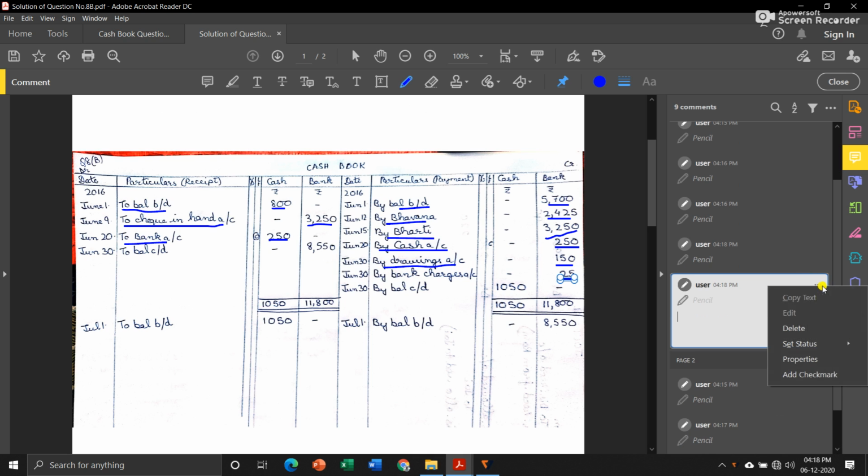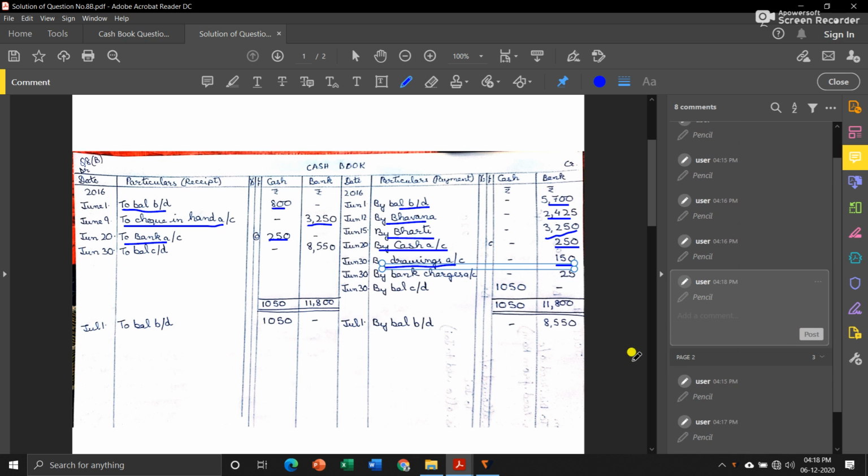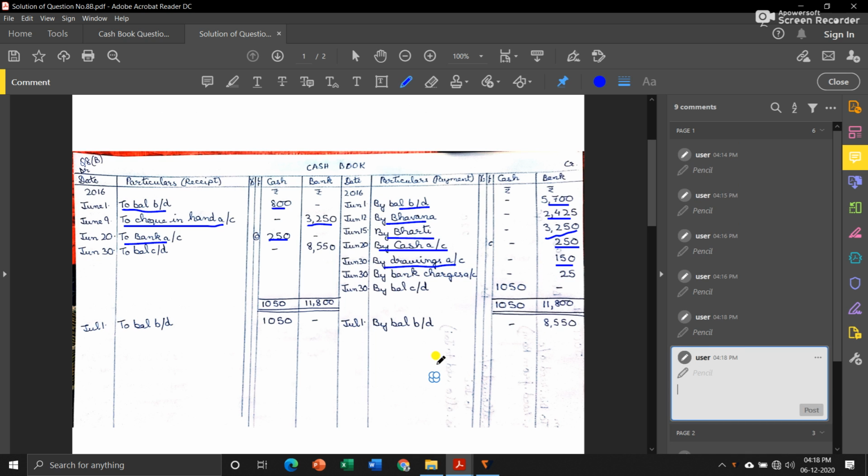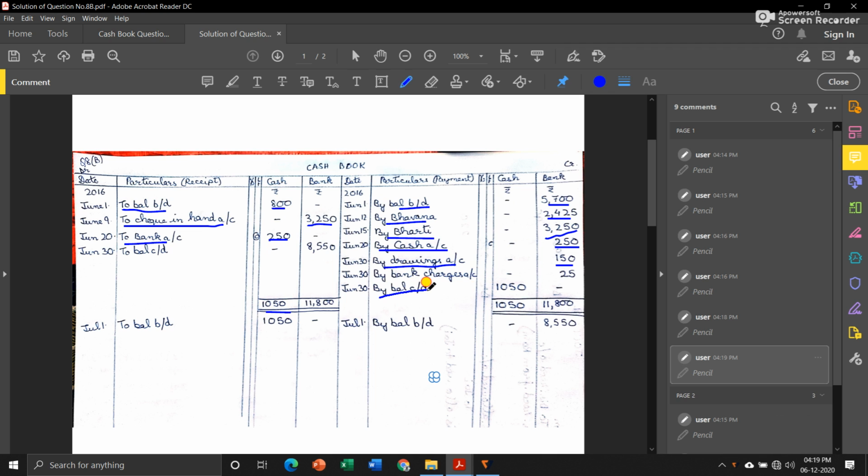Now after all this, let us balance the figure. Okay, now in here you see we have two amounts in the cash column on the debit side and no amount on the credit side. So what we will do is add up these two. We will write in here 1050, as well as it will be our balance carried down on credit side.